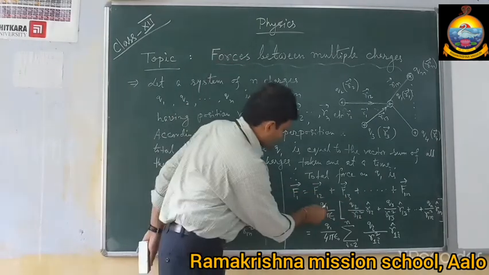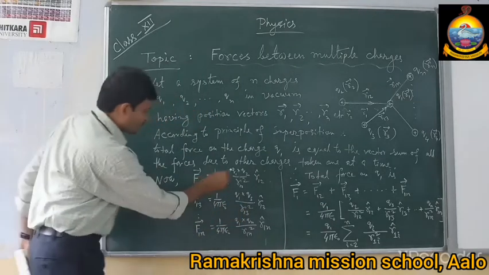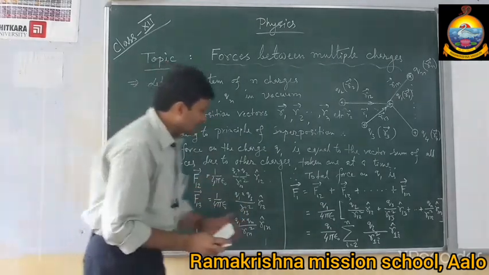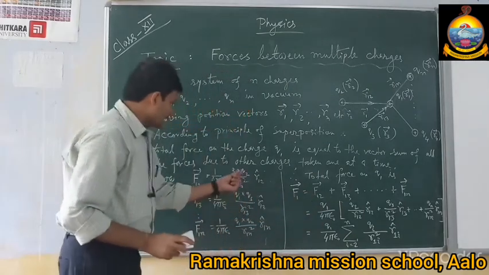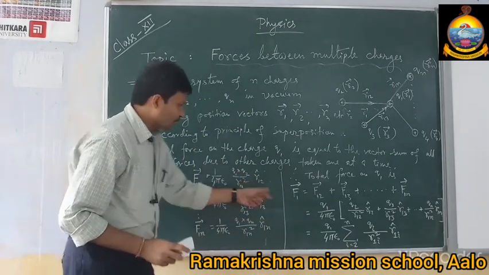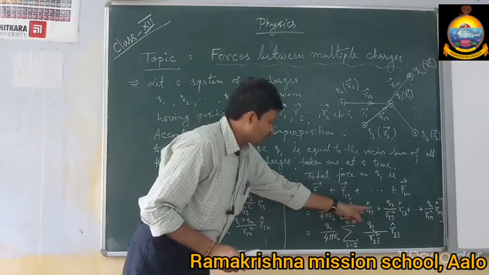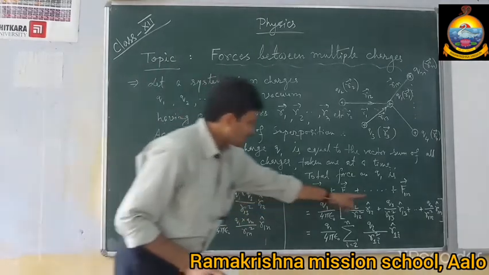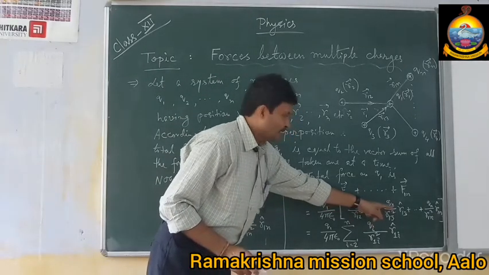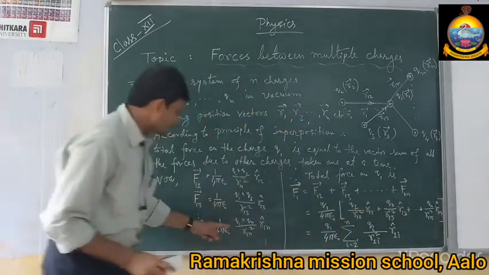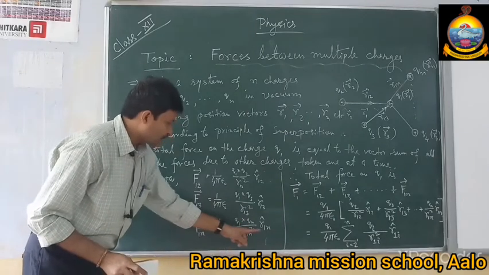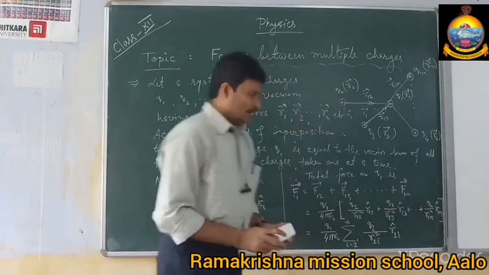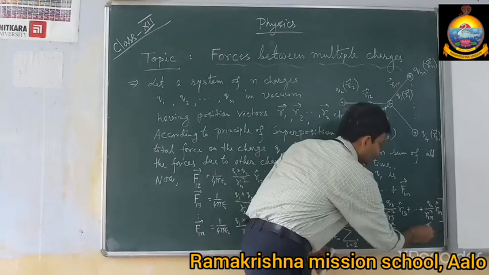Now see, q1 by 4 pi epsilon naught is common in all. Take common q1 by 4 pi epsilon naught. Then from the first term, q2 by r12 square r12 cap, plus from the second term q3 by r13 square r13 cap. And in this way, from the last term qn by r1n square r1n cap. This is your answer. This is the total force.